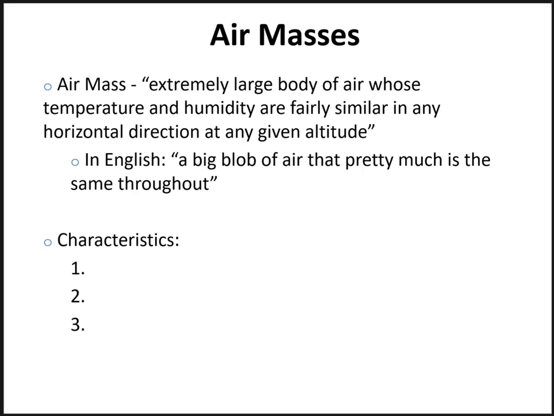So air masses are just an extremely large body of air whose temperature and humidity are fairly similar in any horizontal direction at any given altitude. For an air mass to be distinguishable, it must meet three requirements. First, an air mass must be more than 1,000 miles across and a mile or so deep. Two, it must be uniform in properties in the horizontal dimension, which means that its physical characteristics such as temperature, humidity, and stability are relatively homogeneous. And three, it must be distinguished from the surrounding air and move as one and retain its original characteristics.